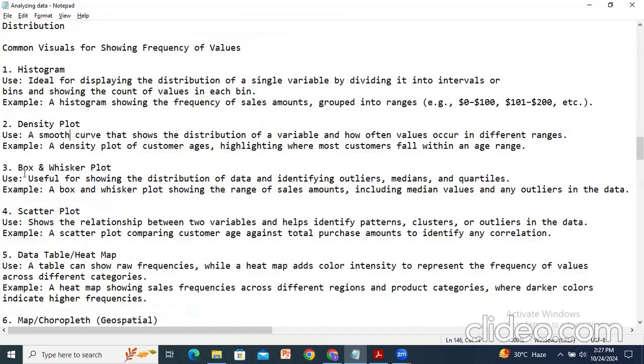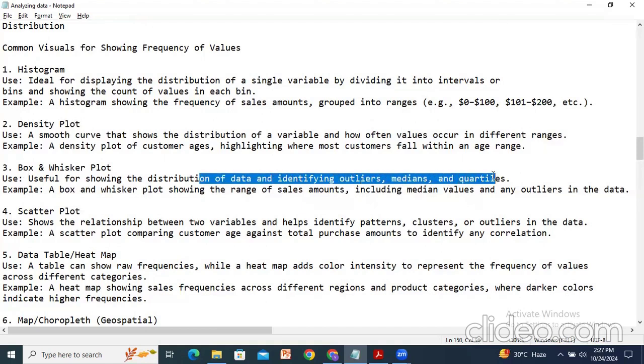And box plot or whisker plot. This box plot mainly shows median values and outliers. Okay. So the sales, including the median values and any outliers in the data. So that is mainly the distribution of data, identifying outliers, medians and quartiles.